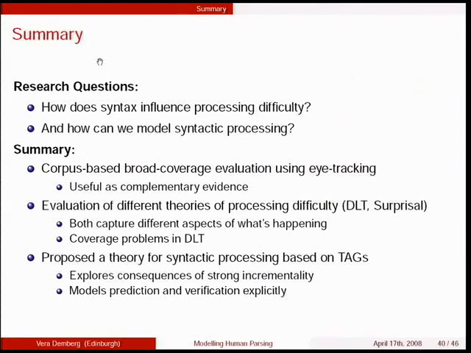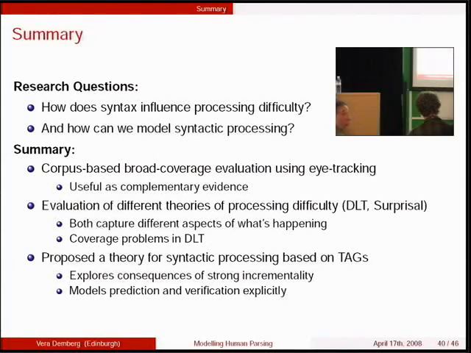So in summary, on the high level, my talk has been about how syntax influences processing difficulty, and how you can model this processing difficulty. First, I've talked about the Eyetracking corpus that I'm using as a resource. I've shown that there's some evidence that it's a valid resource that gives us complementary evidence in addition to experimental studies.